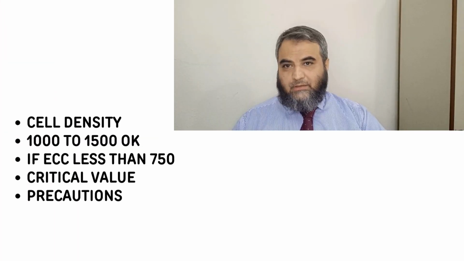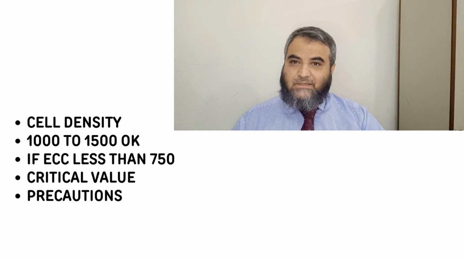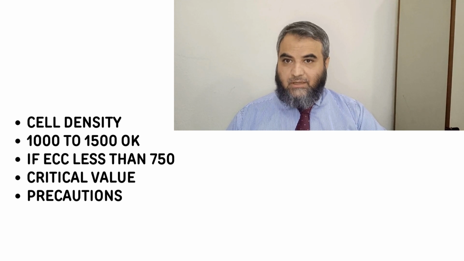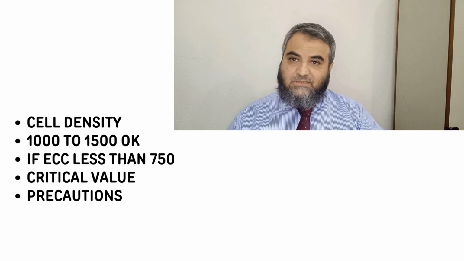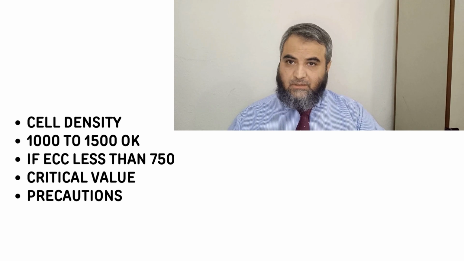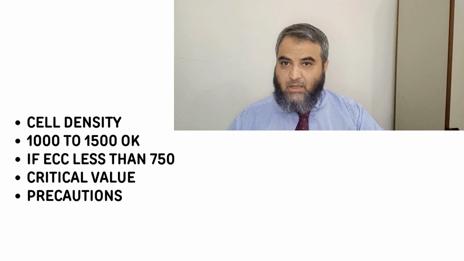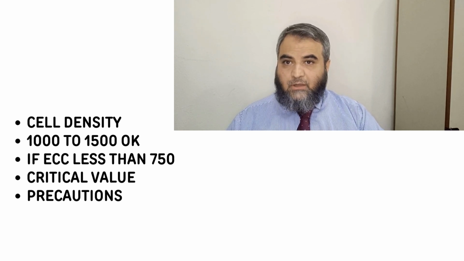I told you earlier that if the endothelial cell density is between 1000 to 1500, surgery can be done, but the critical value is 750, and some people in literature have documented 500. So if the cell loss is that much, that in 1 square millimeter you are having 750 cells, then the chances of decompensation of the cornea, if not early, maybe later on, are quite high. So these things should be kept in mind.